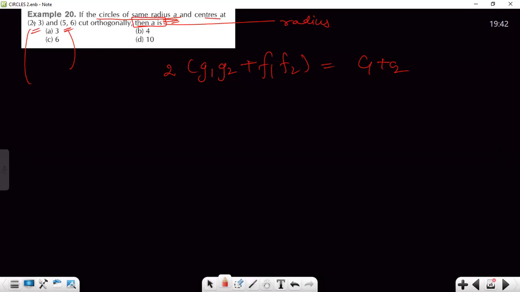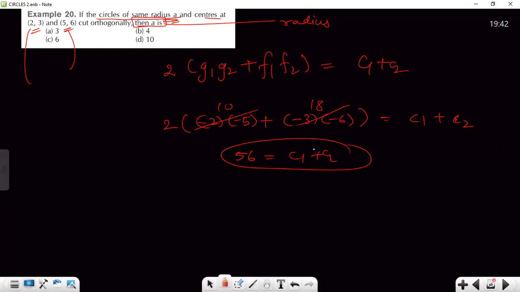So G1 is minus of 2 into minus of 5 plus minus of 3 into minus of 6 is equal to C1 plus C2. So this becomes 10, this becomes 18. 10 plus 18 becomes 28, into 2, which is 56, is equal to C1 plus C2. Let's keep this data. We'll use it whenever we need it.